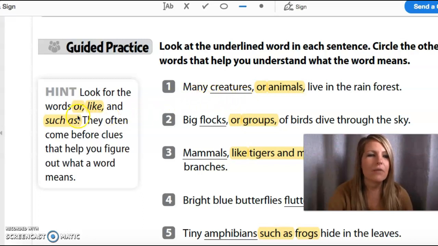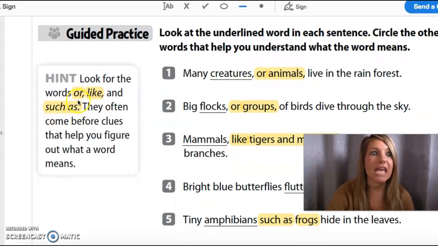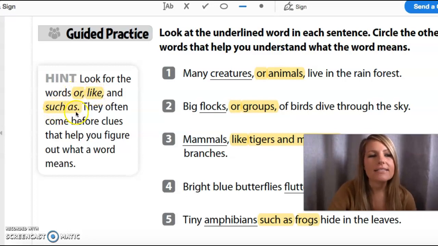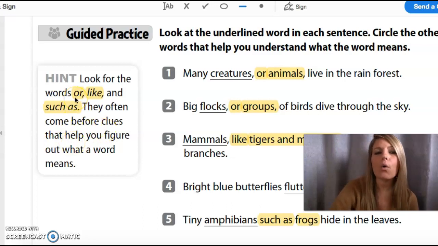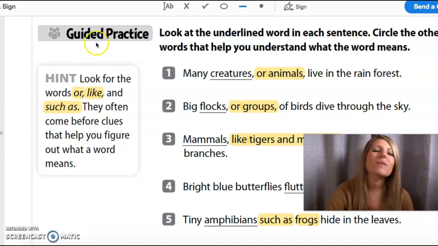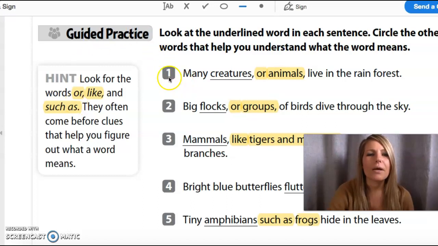Before we get started, I want us to take a look over here at their hints. They say to look for words like or, like, and such as. Words like or, like, and such as often come before clues that tell us what the word means. So if you see words like or, like, and such as, a lot of times if you just keep on reading, they'll give you clues about what that mystery word means. Let's get started with number 1.